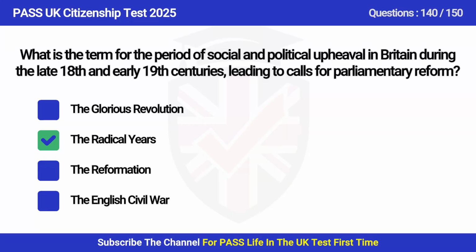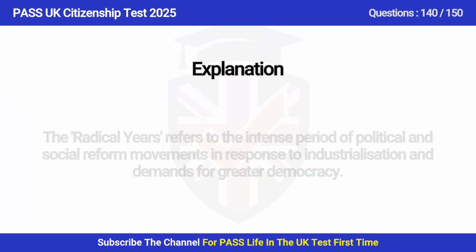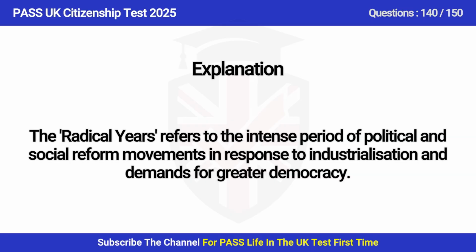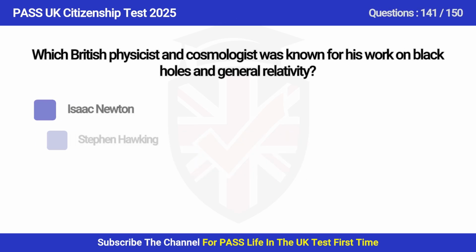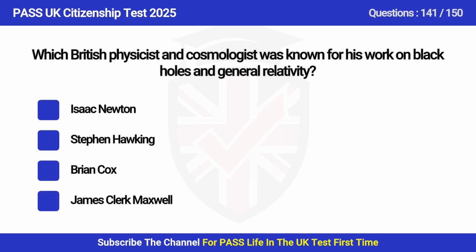Answer is B. The Radical Years. The Radical Years refers to the intense period of political and social reform movements in response to and demands for greater democracy. Question 141. Which British physicist and cosmologist was known for his work on black holes and general relativity? A. Isaac Newton. B. Stephen Hawking. C. Cox. D. James Clerk Maxwell.